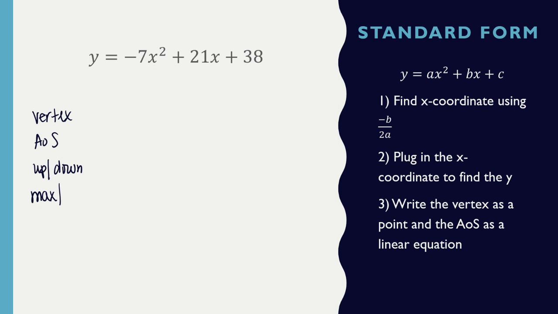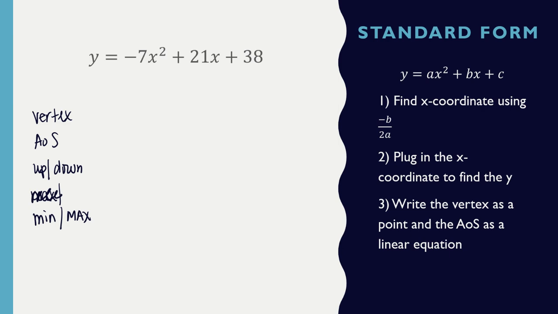You know what? Let me rewrite this so that they're the same. If it opens up, it has a minimum. And if it opens down, it has a maximum. I'll write those in the same order so that you know that they correlate, okay? So here might be a good time to pause the video, work through the process, do your -b over 2a, plug it in, see what you get, or pause it at each step, however you want to do it, okay?